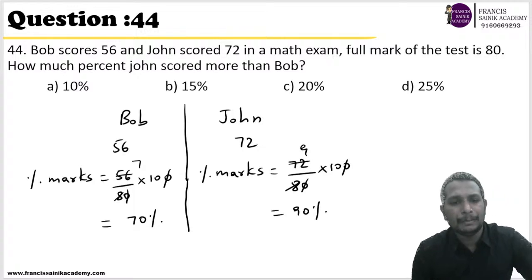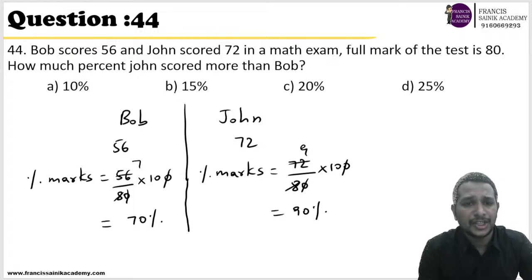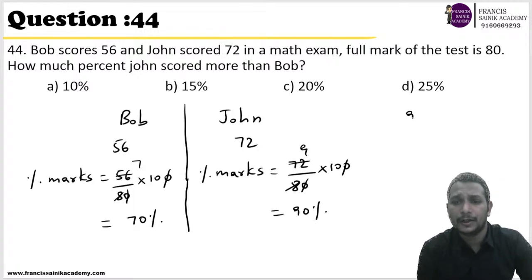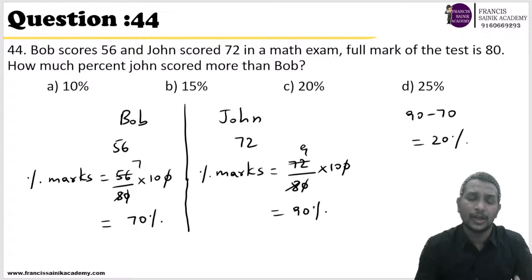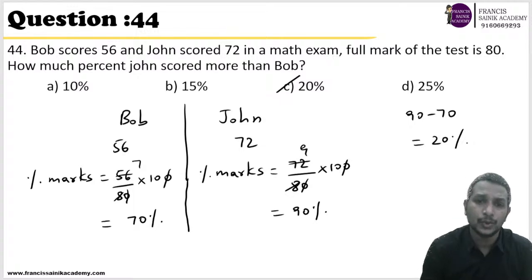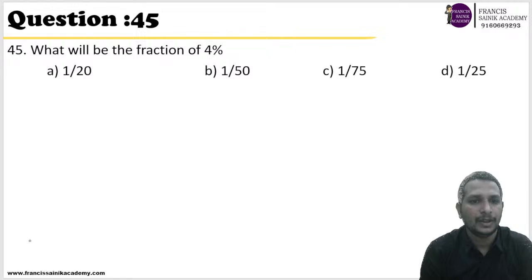John got more percentage compared to Bob. How much more did John get? 90 minus 70. So the percentage difference, John got 20 percentage more. The answer for this question is option C. They're asking not just who got more percentage, but how much more percentage. So John got more by 20%.